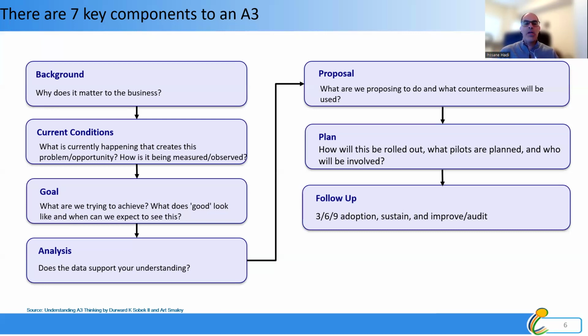Now let's move on to understand the 7 key components of an E3 report. An E3 report is a powerful tool used in problem solving and continuous improvement. It helps us to clearly understand the problem, identify root causes, and create effective action plans. This structured process ensures we address the issue systematically and achieve sustainable results. Let's go through each component step by step.